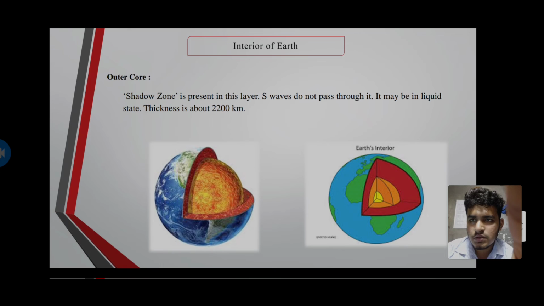Outer core. The shadow zone is represented in this layer. S waves do not pass through it, so it may be liquid in state. Thickness is about 2200 kilometers.